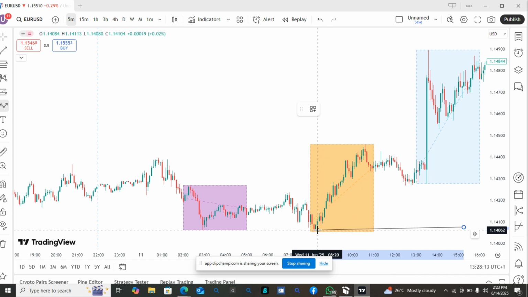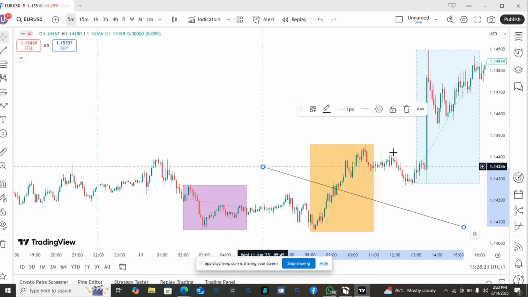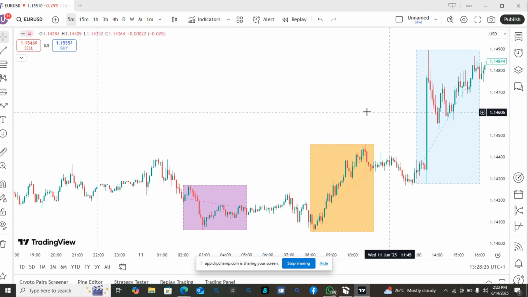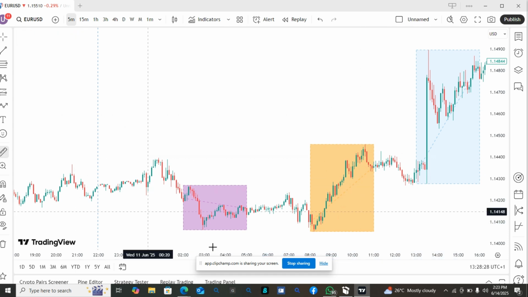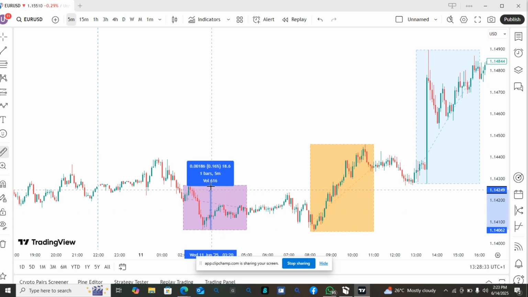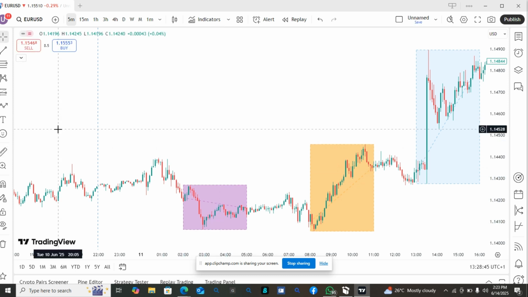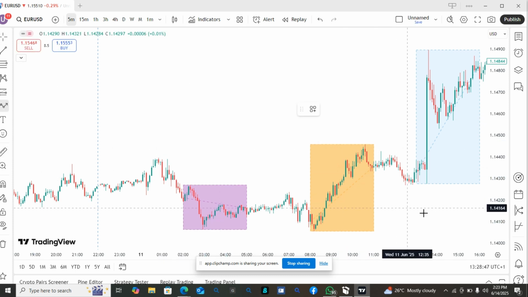After taking out the sell side liquidity, price did what? Price expanded. So this range, if you check it, will give you about 20 to 30 pips. Let me check this range so that we know what we are saying. This is about 21 pips during the Asian session, while the London session gives us about 40-something pips.